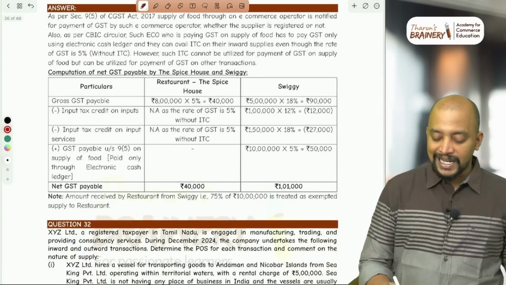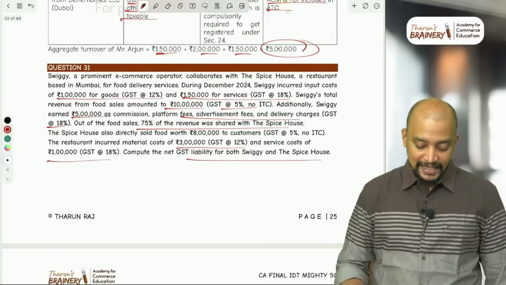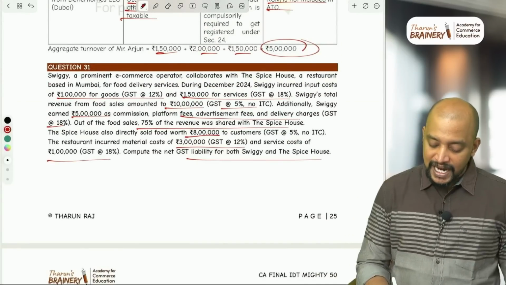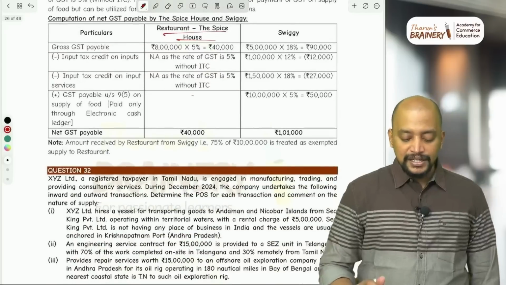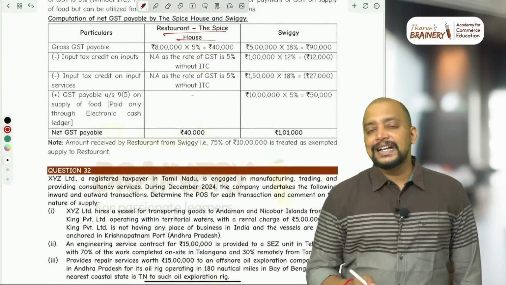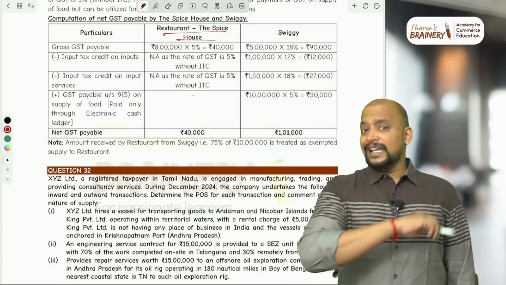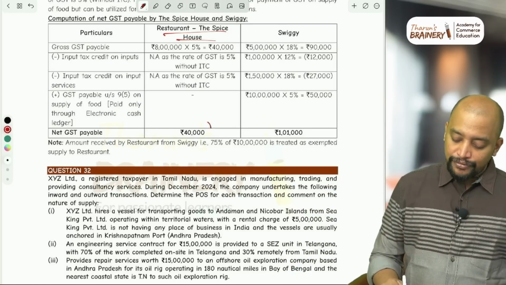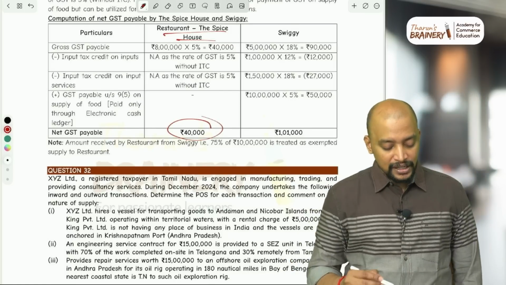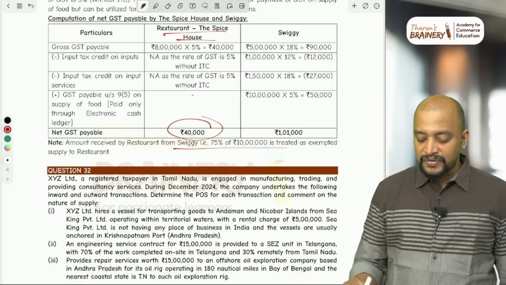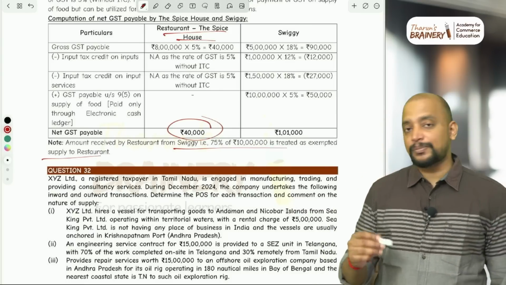So first of all, we are taking the restaurant. For the restaurant, what are the direct supplies? So direct supplies, if you see, 8 lakhs and 5%, so 8 lakhs into 5%, 40,000. Can they take ITC? No. The applicable rate of GST to the restaurant is 5% without ITC. They cannot take any ITC. So therefore, the net GST payable is only 40,000. Amount received by the restaurant from Swiggy, that is 75%, is treated as exempted supply to the restaurant.